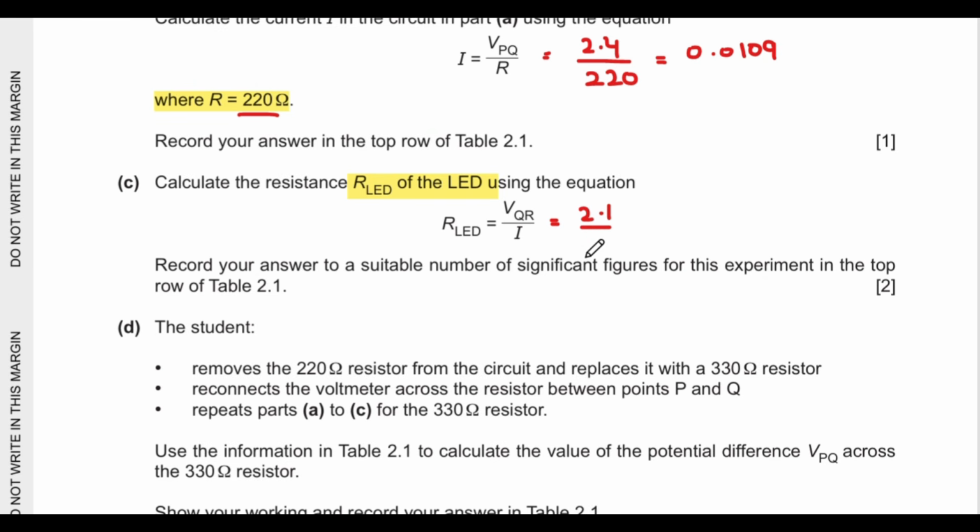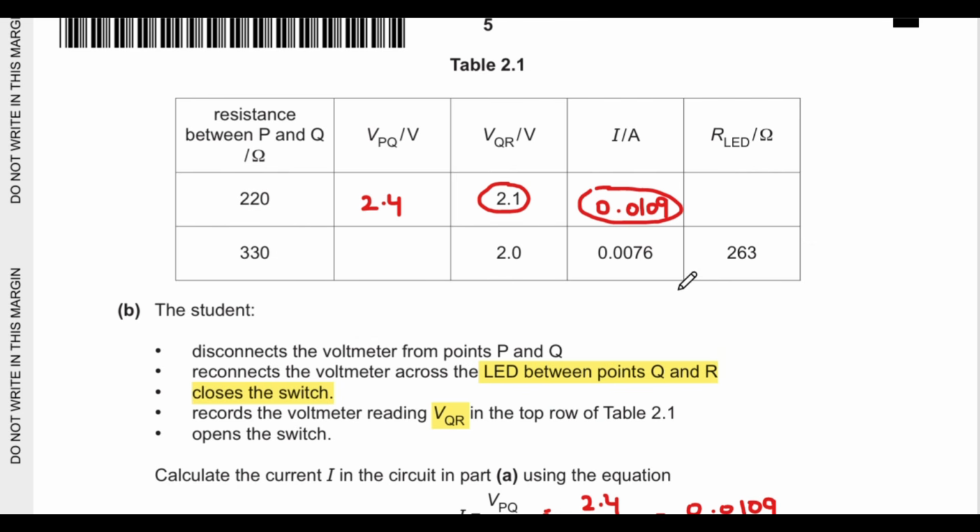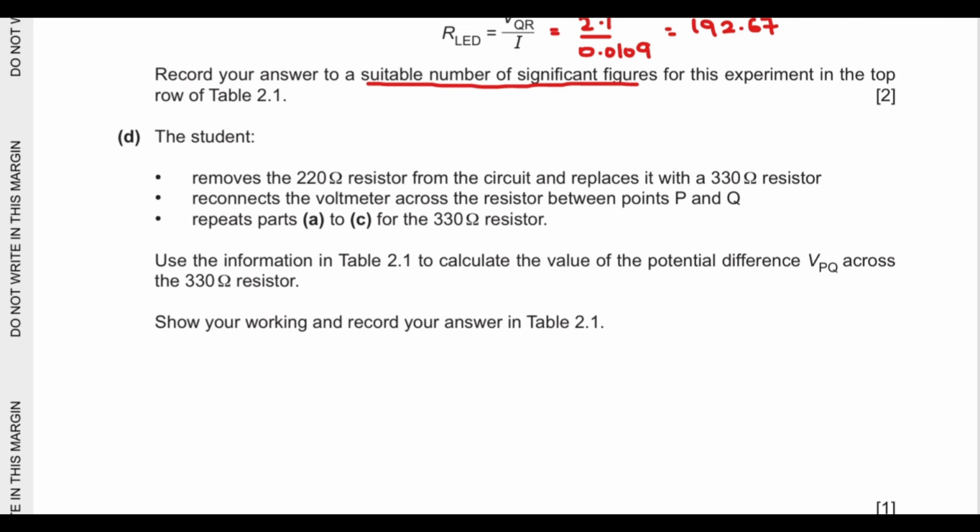It would be 2.1 over 0.0109, and the resistance across LED would be 192.67, but we have to write it in a suitable number of significant figures. When you see the table, the values are written to three significant figures, so I will only write three significant figures. So the answer would be 193.